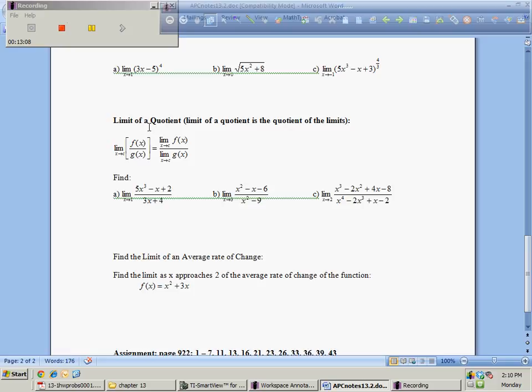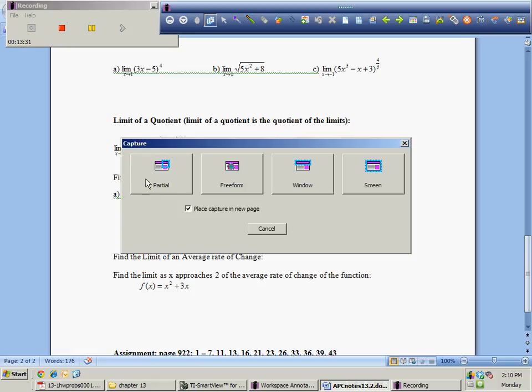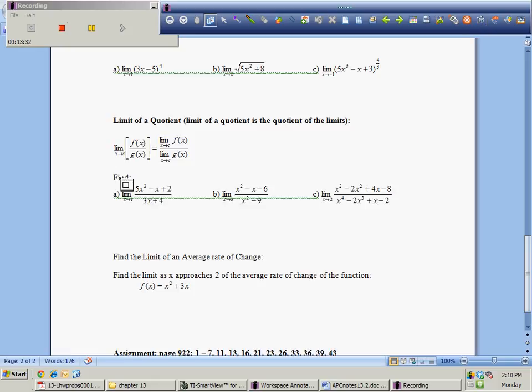So what this one says, if you have a function that's something over something, you can take the limit of the top and the limit of the bottom, and you can evaluate the limit that way. However, sometimes that's not always such a great thing to do, because in this case I can do that. But if the bottom is equal to 0, that doesn't work.